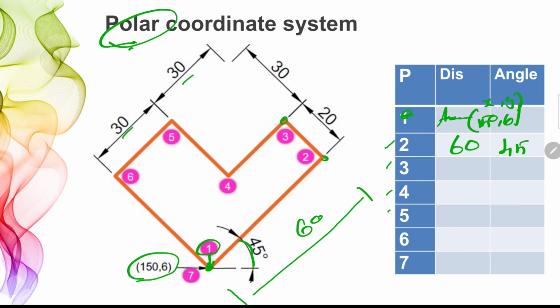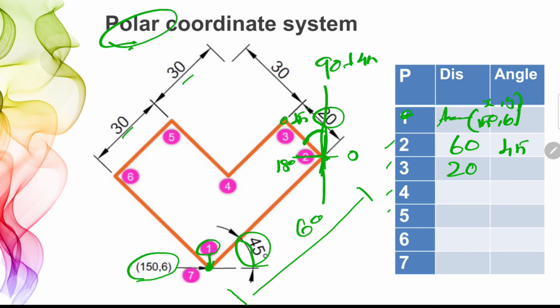Point number 3. When you mark point number 3, the second point is acting as the origin point. So this is our origin point. This means this is 90, this is 0 degree, this is 180 degree. The distance given is 20, so for the third point we give the distance as 20. What about the angle? This is our angle, 45 degrees. We know very well that this entire exercise is tilted at 45 degrees. So 90 plus the 45 degrees means our angle is 135 degrees.